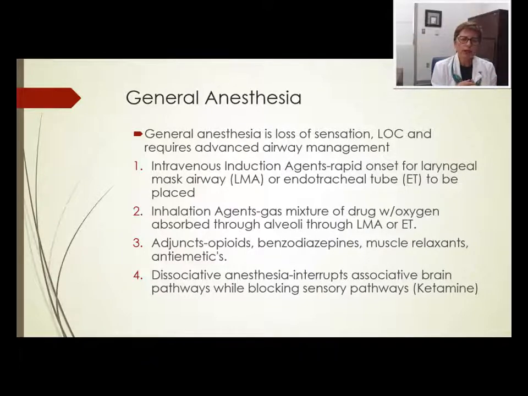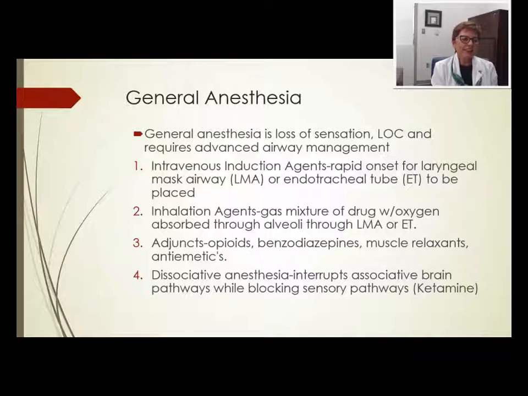There are benzodiazepines, and usually it's Versed, which is midazolam, the generic name, and it is an amnesia drug as well. So that makes it nice as an adjunct and as moderate sedation. And there are muscle relaxants and there are antiemetics. Antiemetics are used quite often because, of course, anesthesia can make people nauseous.